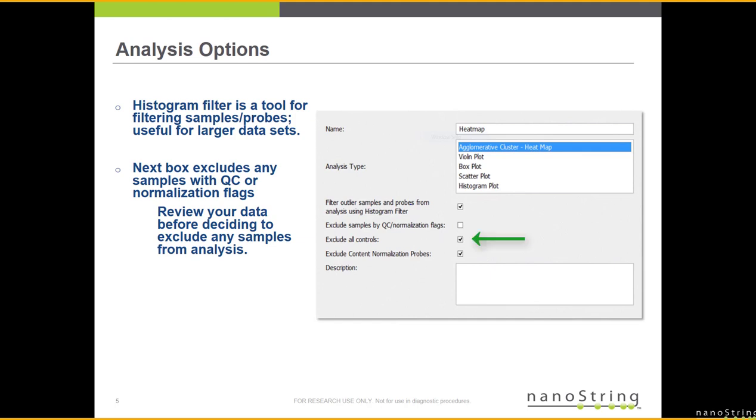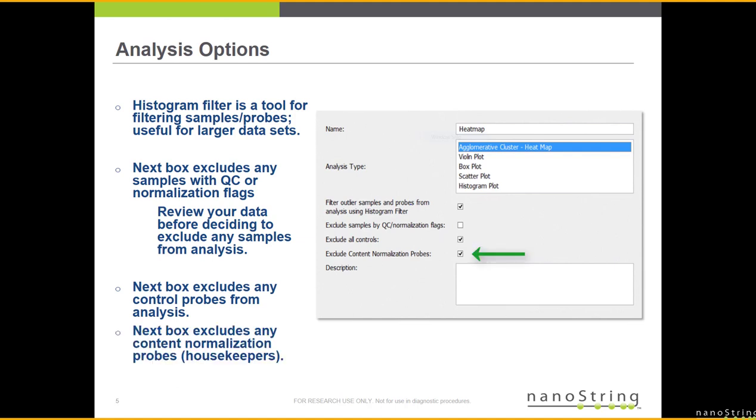The next box will exclude any control probes from analysis, and you can also choose to exclude any content normalization probes, which are ones you selected as housekeepers and felt were expressed stably enough to use them for code set content normalization earlier in the experiment creation process.